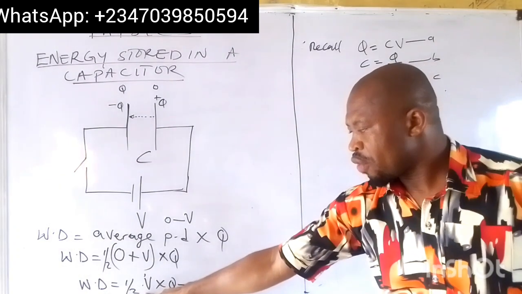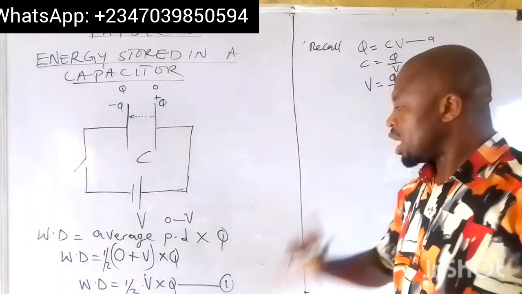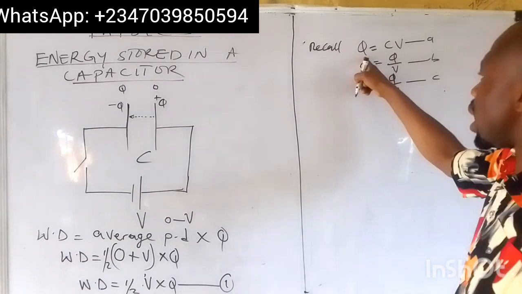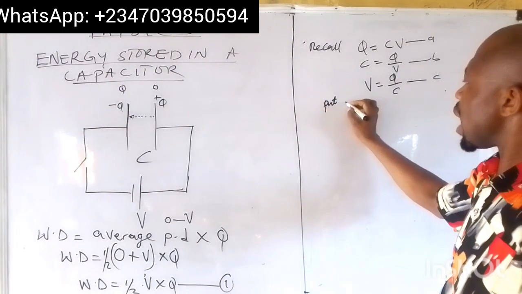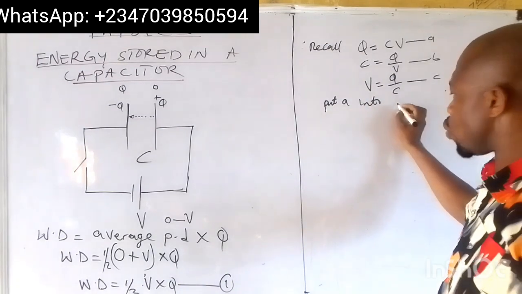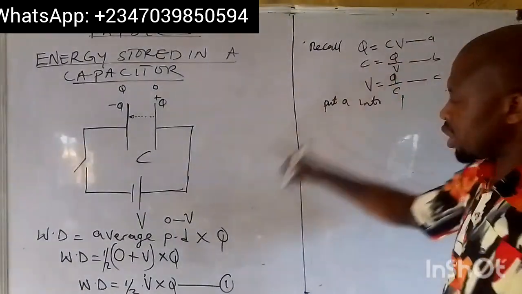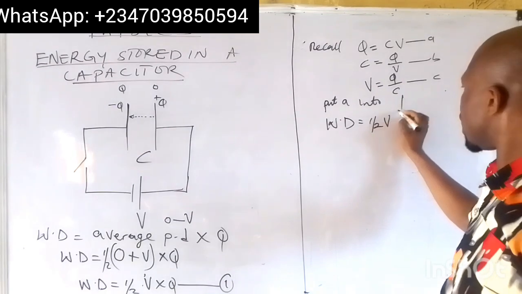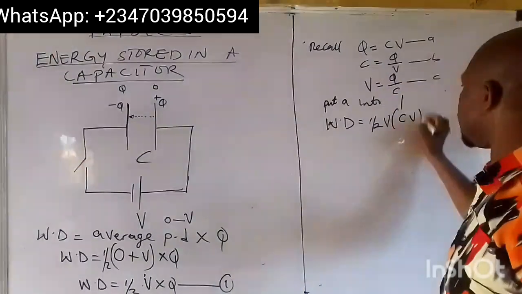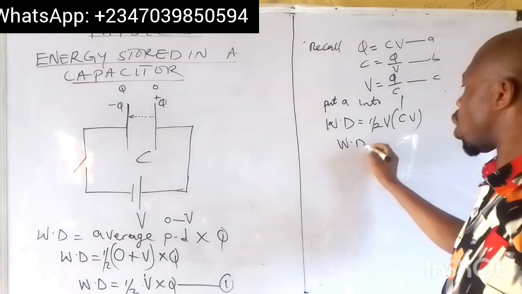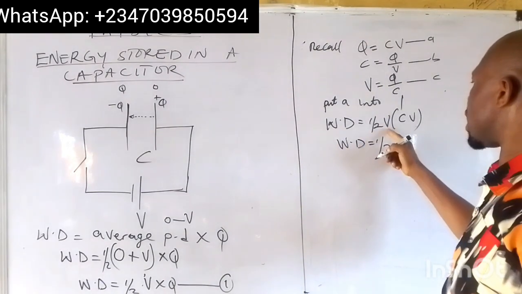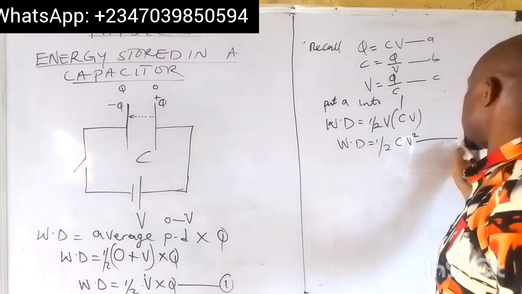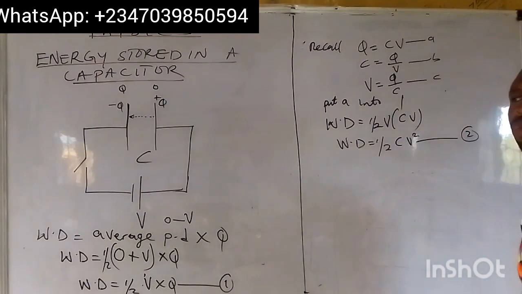Now, there are two variables here, V and Q. In the first place, I can say put the value of Q here, now by so doing, we have A. Now we say substitute the value of A into equation 1. Put this into this. When I have that work done is half V into Q, Q will give us CV. And it will now give us that the work done is equal to half C V squared. This is the second equation.